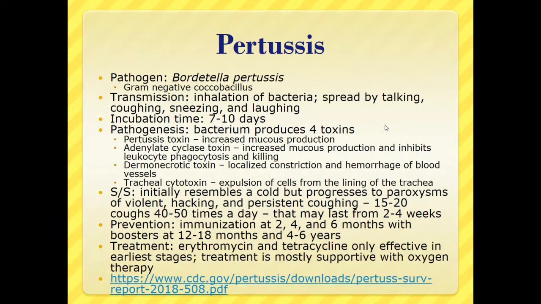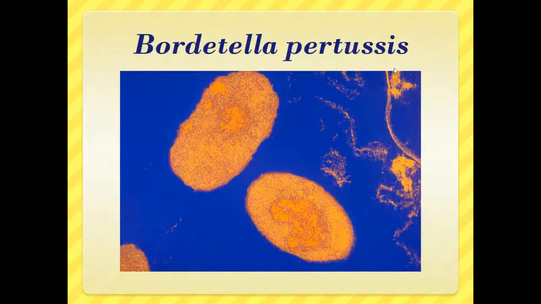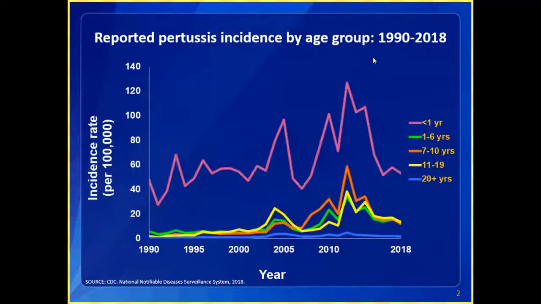Fortunately, of course, we have a vaccine for this, but it's trying to make a comeback. We've been seeing an increase in the number of cases. The problem with this is, since it is the toxin, or these different toxins, that are causing the illness, antibiotics really aren't that effective, and really only supportive therapy is what is available for treatment.